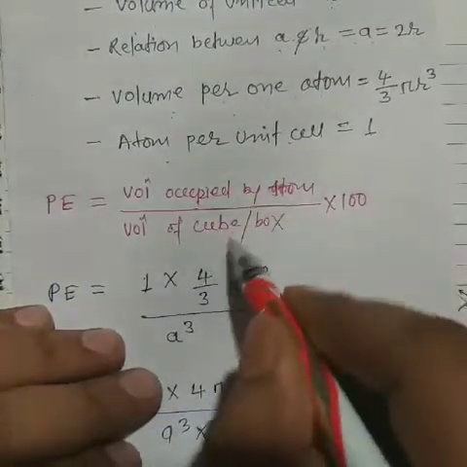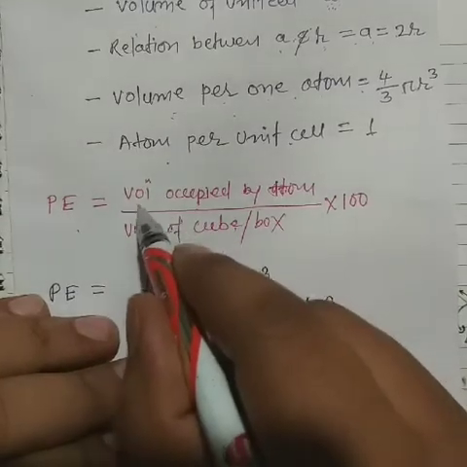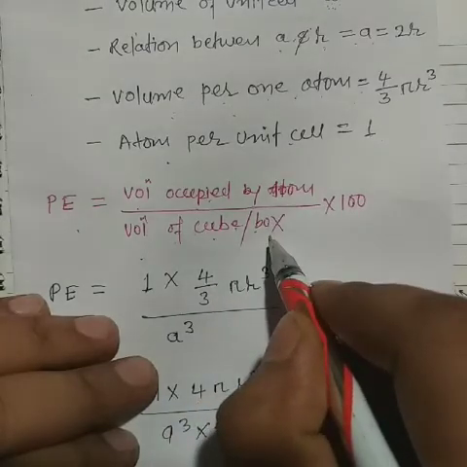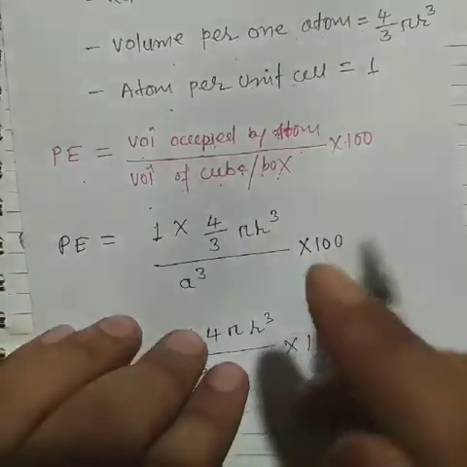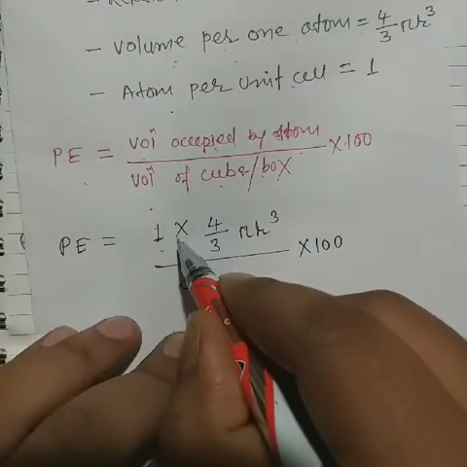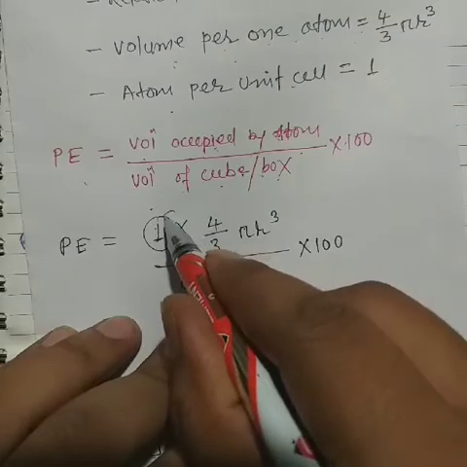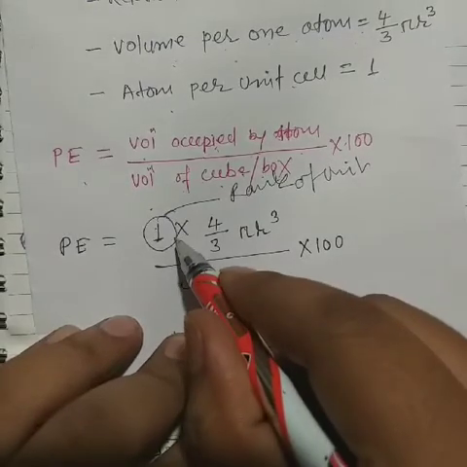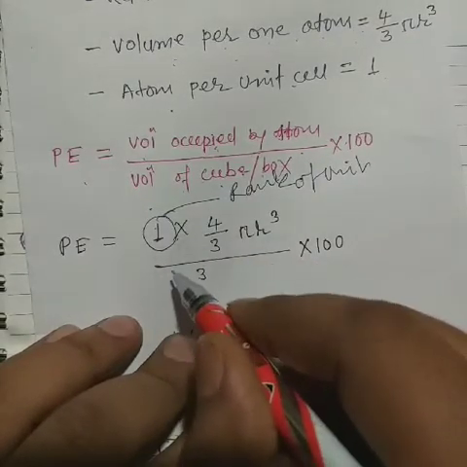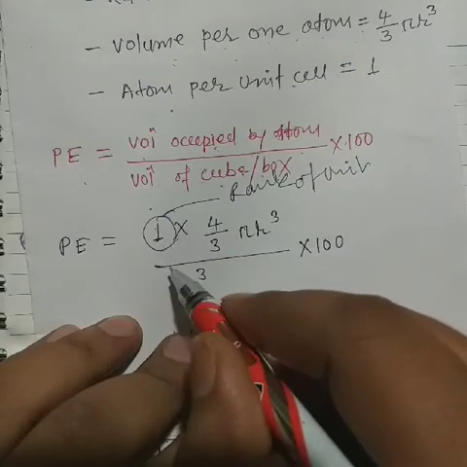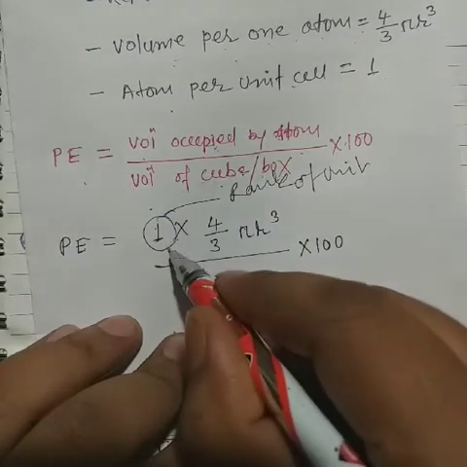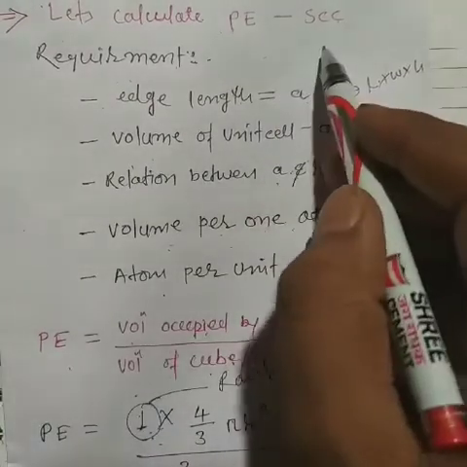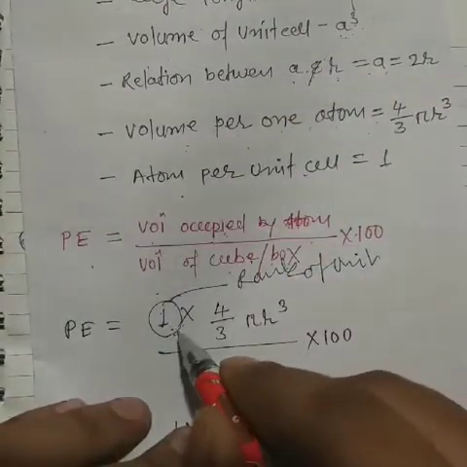So let's calculate. The packing efficiency formula is volume occupied by atoms upon volume occupied by the cube or box, into 100. Now here we put in this formula: 1 into rank of unit cell, that means in which kind of cubic crystal we put its unit cell. Now we calculate SCC. So SCC unit cell rank is 1.